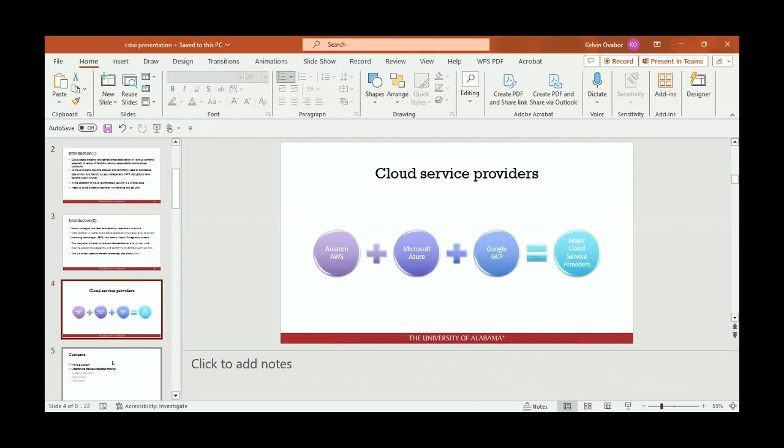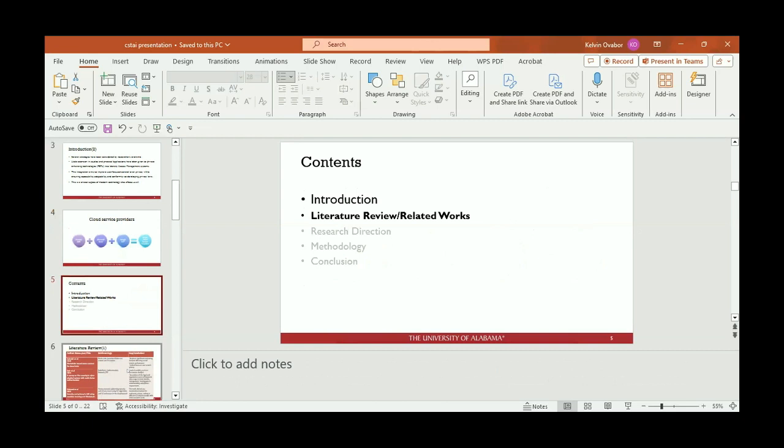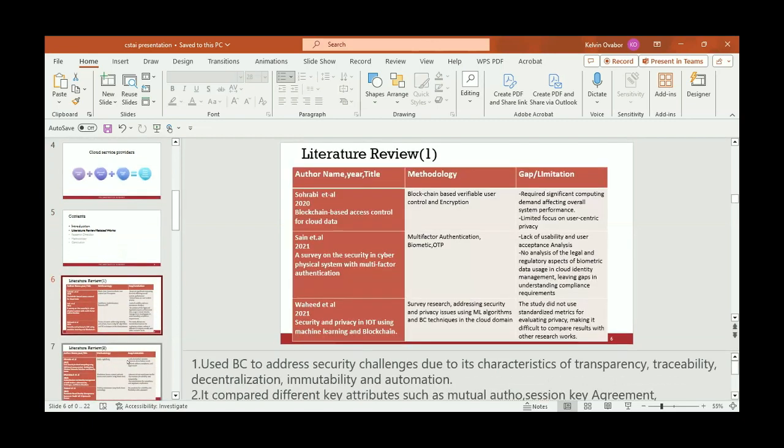This is my next slide, talking about the major cloud service providers as we know, which are Amazon Web Services, AWS, Microsoft Azure, and Google GCP. These are the major cloud service providers. What's the literature review? What are the works that have been done in this area, the methodologies that have been used in order to provide security in cloud-based systems?